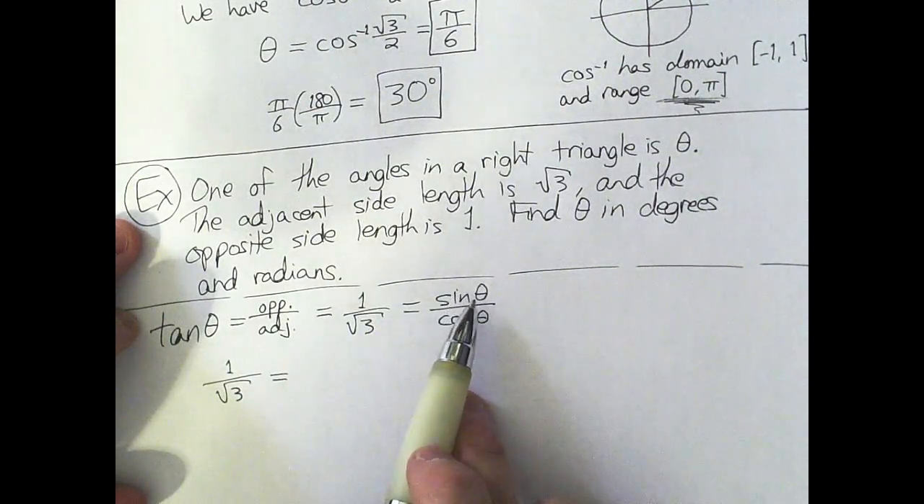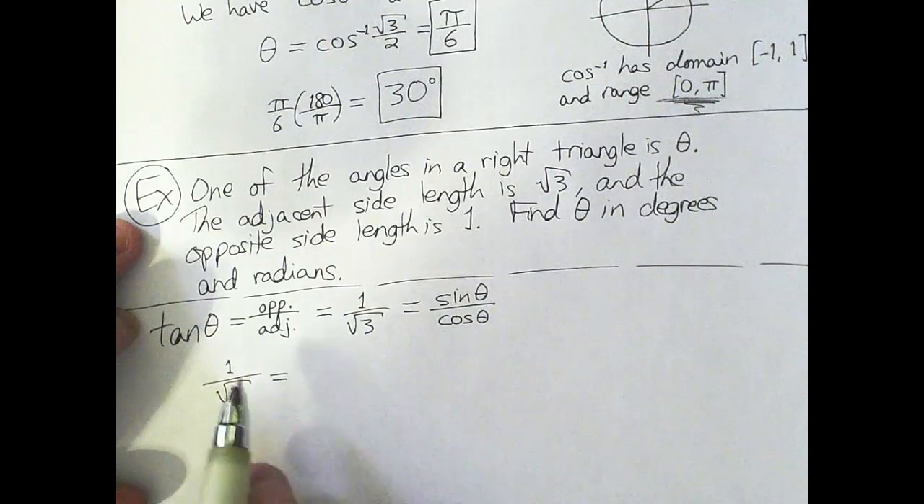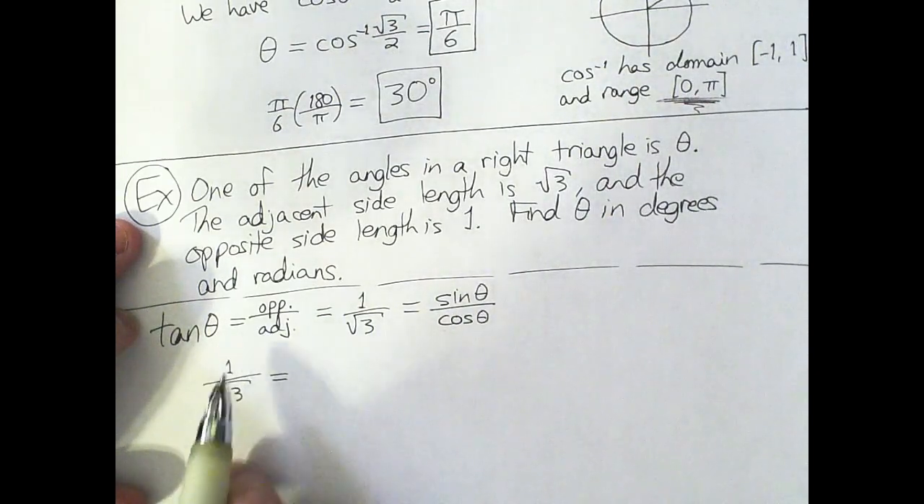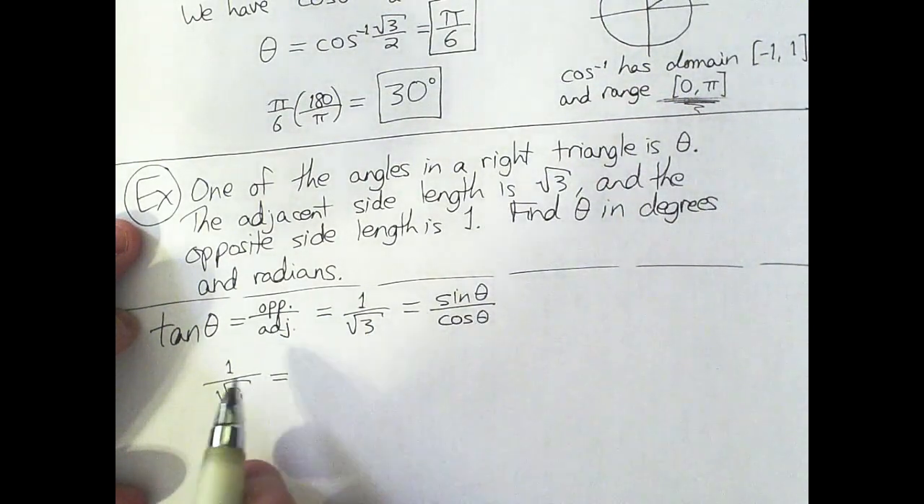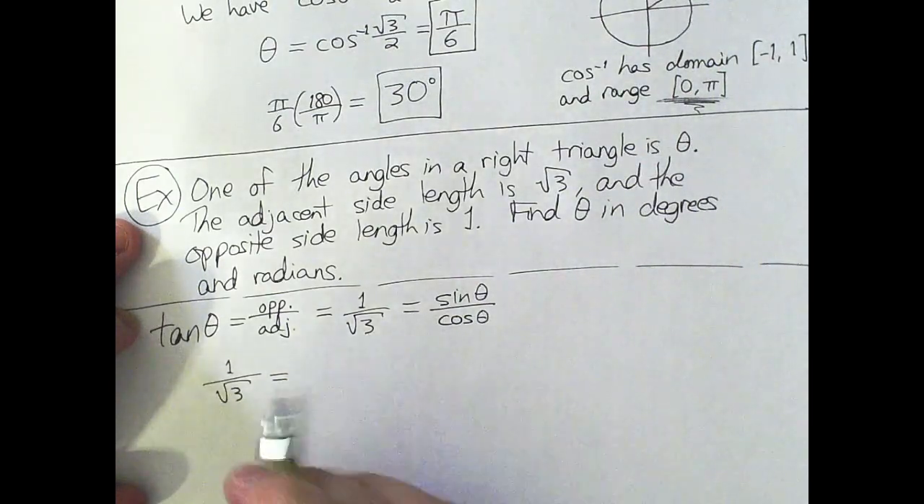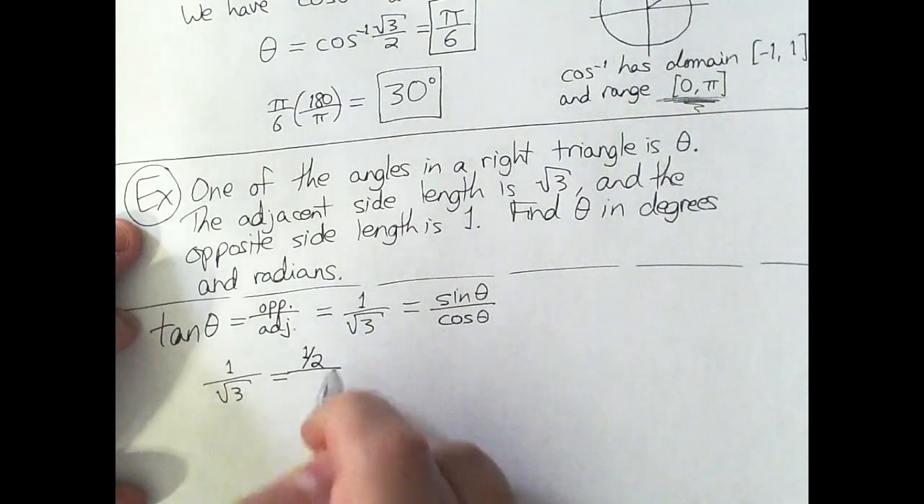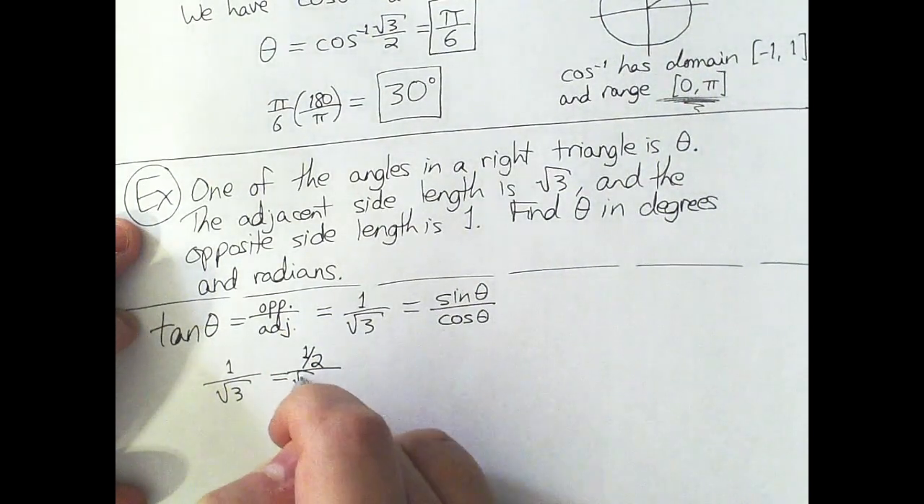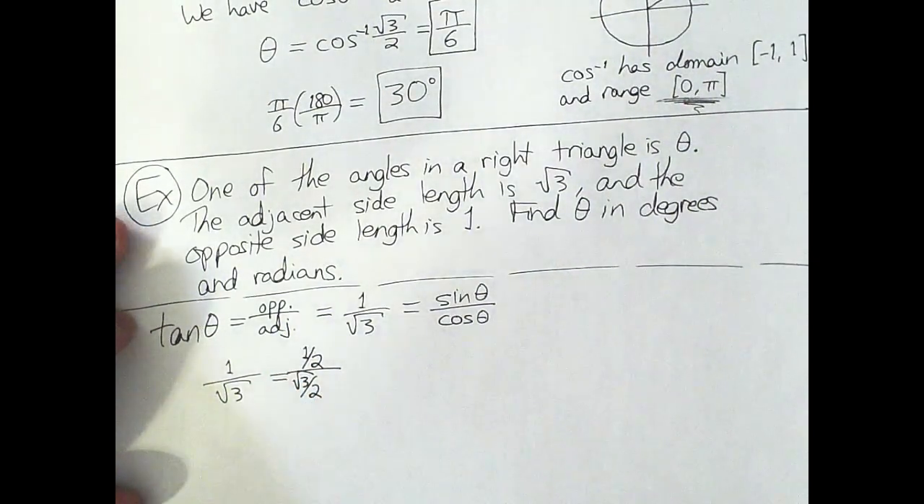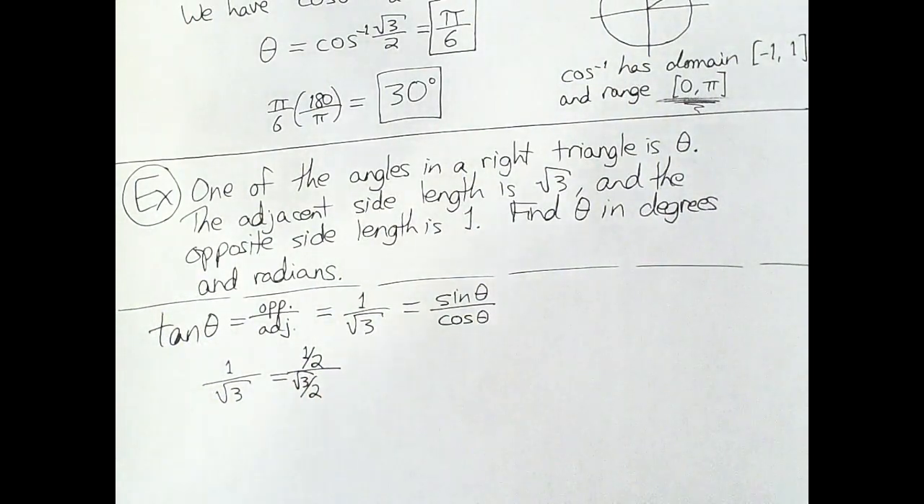I'm trying to think of a point on the unit circle that when I take sine of it and when I take cosine of it, it's going to simplify to 1 over the square root of 3. Sine of theta might not equal 1, cosine of theta might not equal the square root of 3, but they will simplify to this. And the point that I have in mind is 1/2 over square root of 3 over 2.